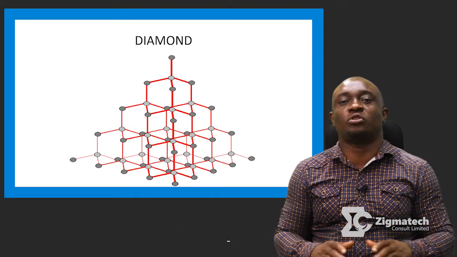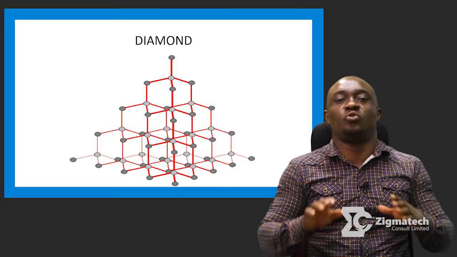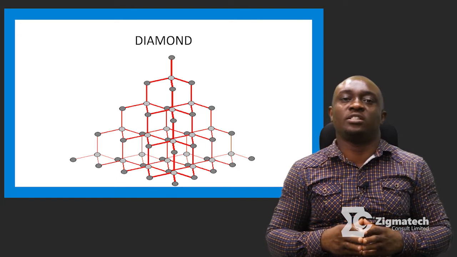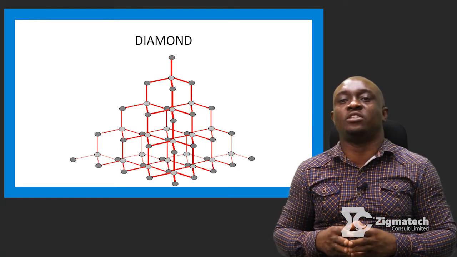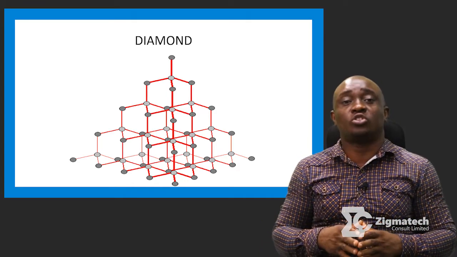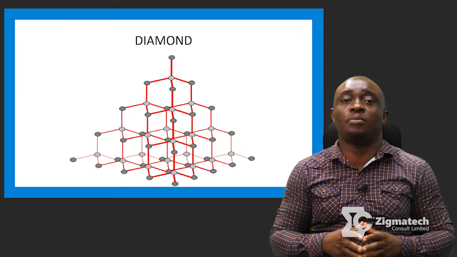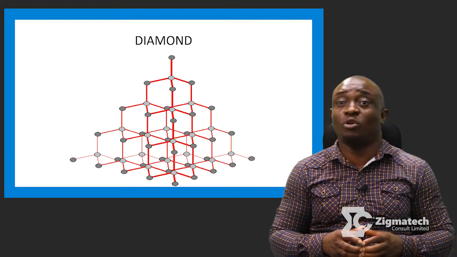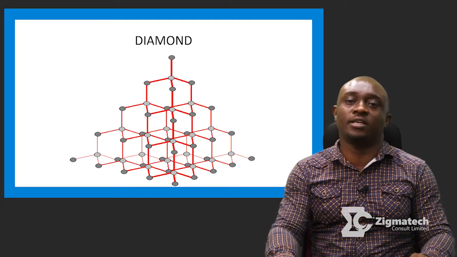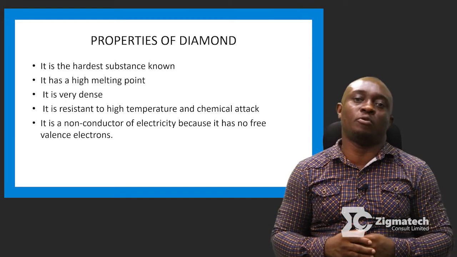This is the structure of diamond on the screen. If you look at it and count a complete set, you will see that it makes up the 8 sides that we say is octahedral. Because of the 8 sides in this structure, each joining together to give you this giant structure of diamond, we say that diamond has an octahedral shape. Don't forget, we call it octahedral because it has 8 sides. Properties of diamond. What are the things that make diamond what it is?